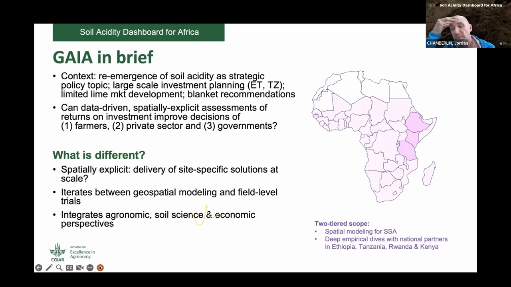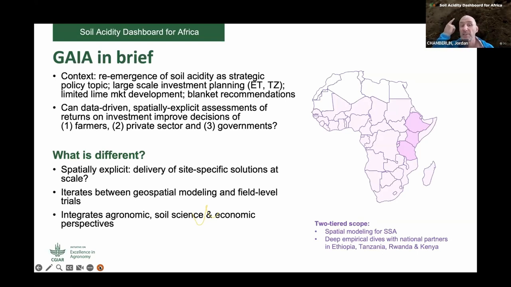The work within the project has two tiers of activity. We've got modeling work that looks at all of sub-Saharan Africa, and then we've got deeper dives into a number of countries in East Africa: Ethiopia, Kenya, Rwanda, and Tanzania, where we've got agronomic trials and other field-based activities. We've got deep partnerships with national institutions in each of these places for policy engagement, as well as the co-development of research there. So what's different about this project?